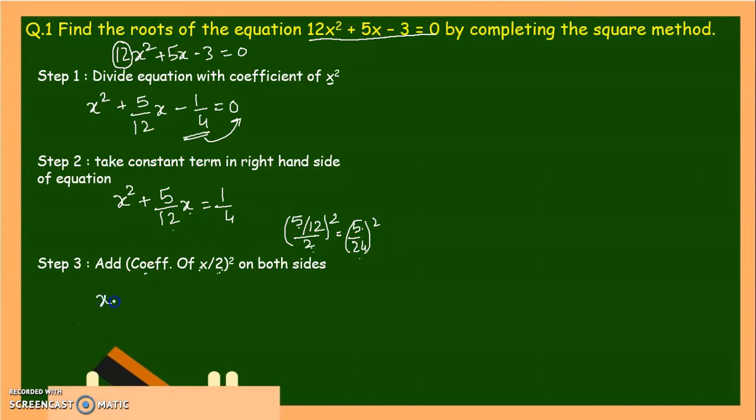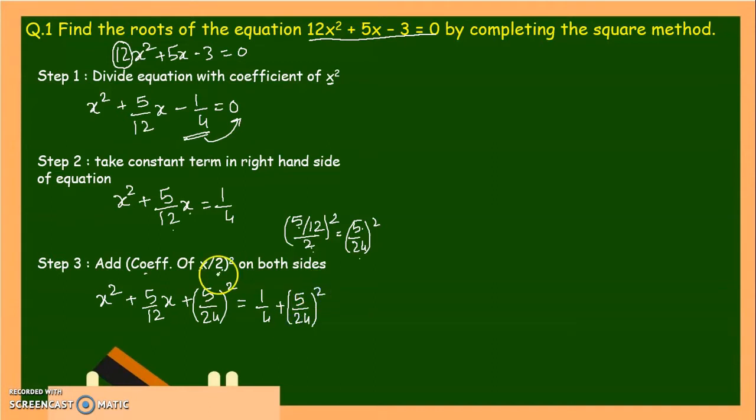So on the left hand side we get (5/24)², and in the same way we will add it on the right hand side. This is 1/4 + (5/24)².